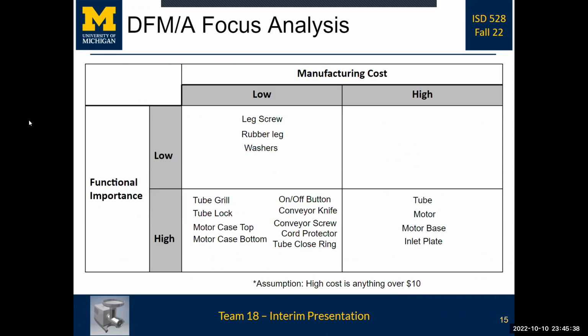Moving on to the DfMA focus analysis, we created a chart that shows the manufacturing costs and high functional importance. 4 parts came up in that area, which were the tube, motor base, and inlet plate. These parts will be analyzed using DfMA moving forward.